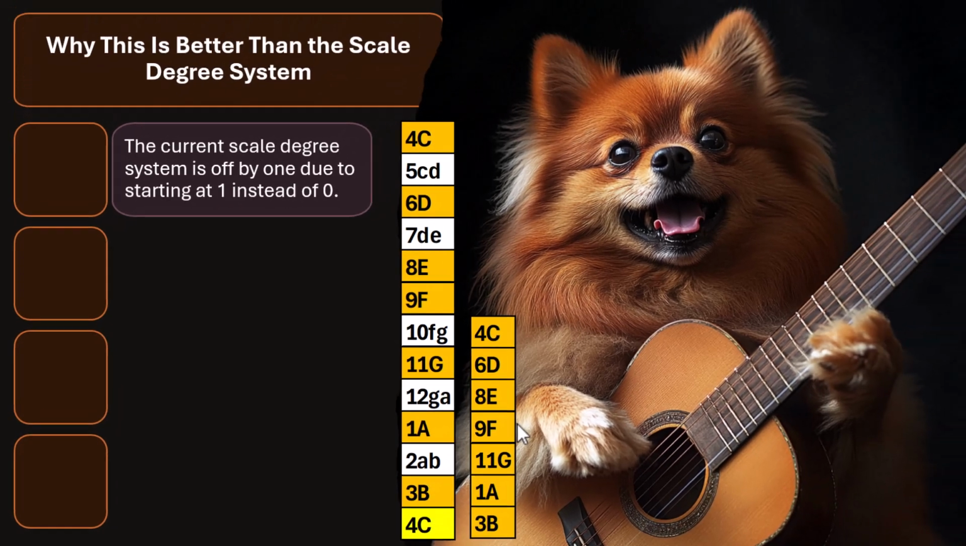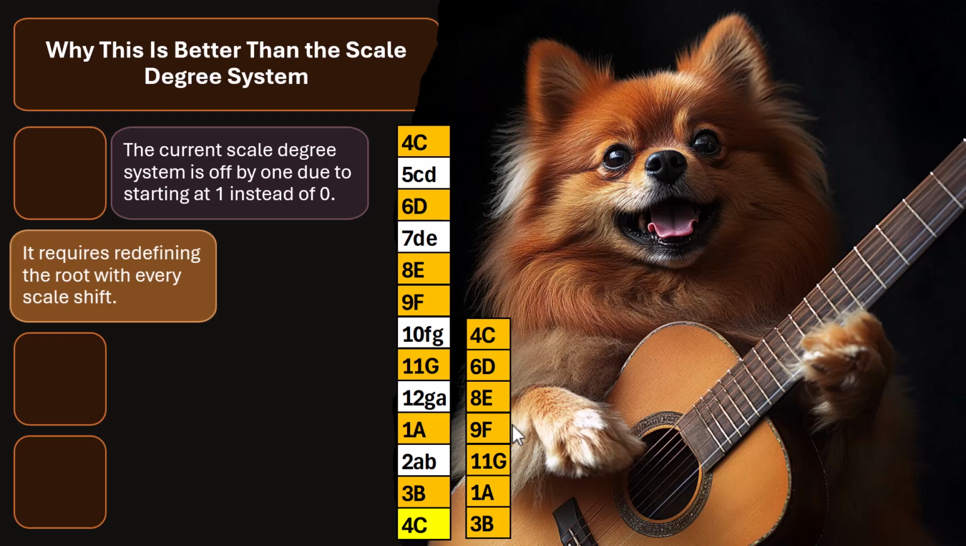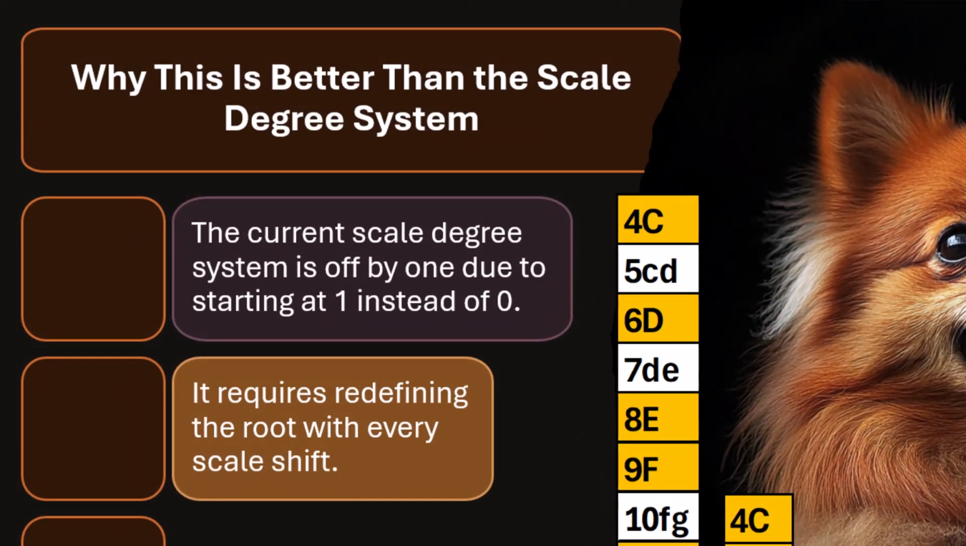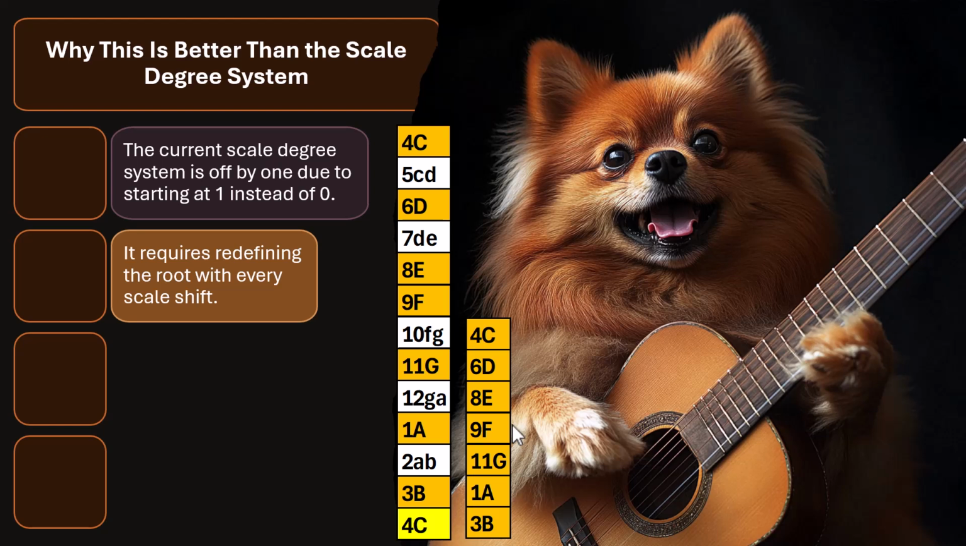That's the problem. It causes all kinds of problems that you probably are dealing with as you're mapping out on your instrument, particularly on the guitar, but don't really understand why you're having this problem. Why am I jumping from scale to scale? Why am I making this the 1? Why can't I count this up, just in terms of distance perspective? So it requires redefining the root with every scale shift.